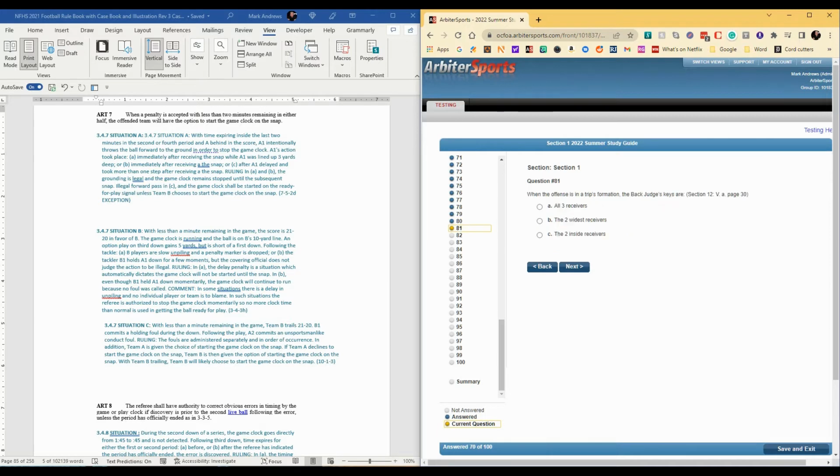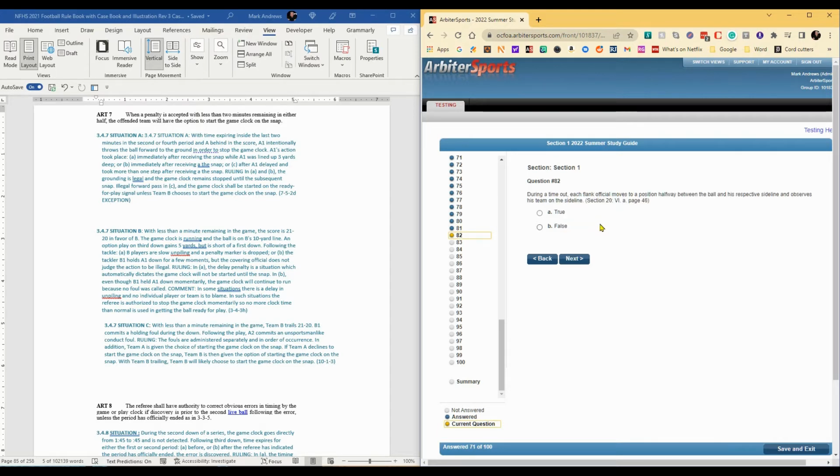Question 81. When the offense is in a trips formation, the back judge's keys are. So trips, for the new guys, means there's 3 receivers on one side of the ball. And the back judge has the two inside receivers, and the flank has the outside receiver. Now that can change based on what those receivers do. I'm not going to get into that, but by the mechanics book, the initial keys for the back judge are the two inside receivers.